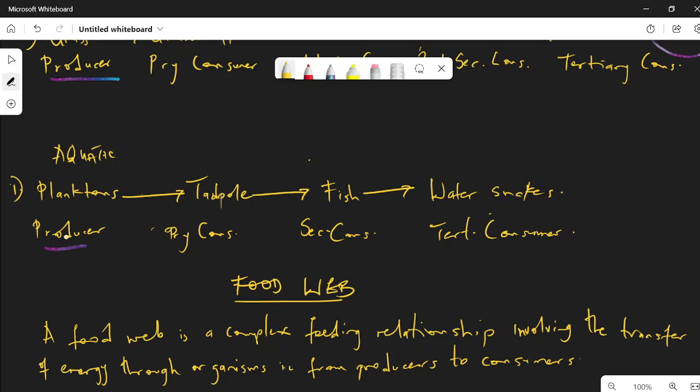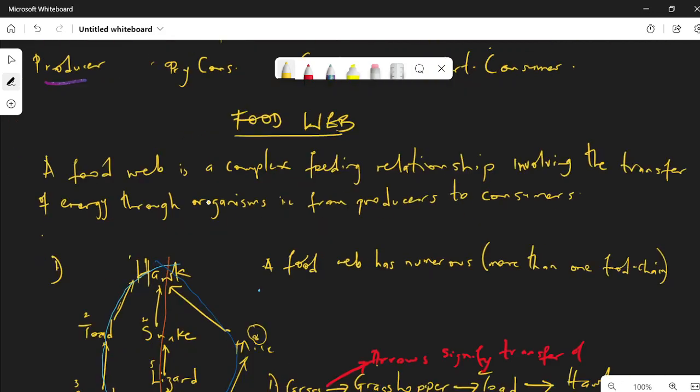These producers are fed upon by the primary consumer. So the primary consumer feeds on the producer. All the plankton are expected to be fed upon by the tadpoles that we have here, because there's no other organism feeding on plankton in this particular food chain. The only organism that is expected to feed on the plankton, on the producer in this food chain, is the tadpole. But let us look at the food web, for example.